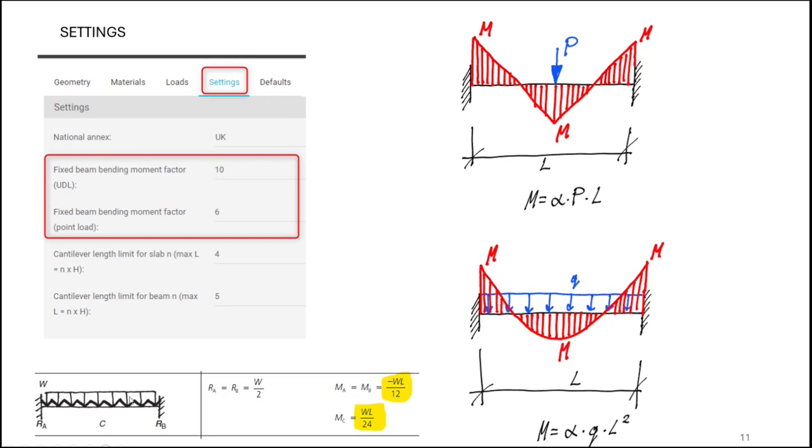As we know, for example, for fixed beam ends with UDL from theory of elasticity, the hogging moment and sagging moment are different. Hogging moment is WL by 12, sagging moment is WL by 24. However, using moment redistribution and simplifying things, we are assuming that hogging moment and sagging moment are the same, and we are allowing the user to define that factor.